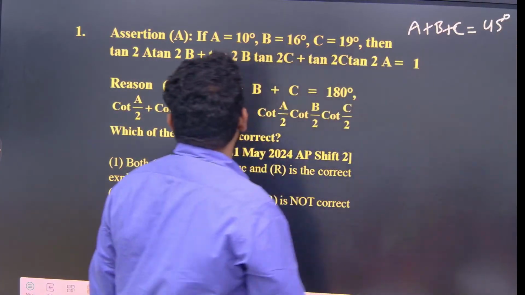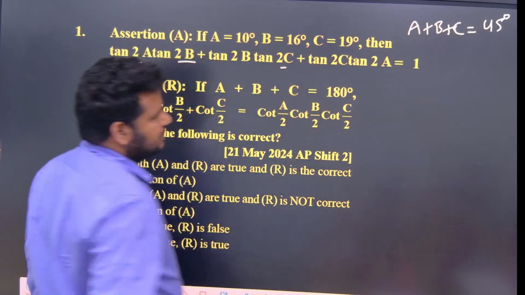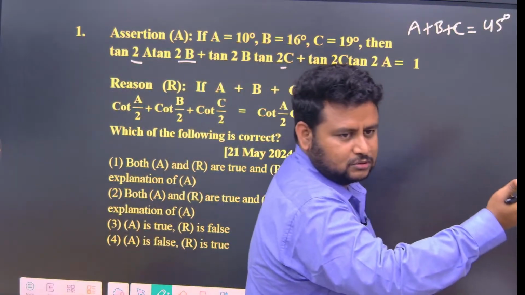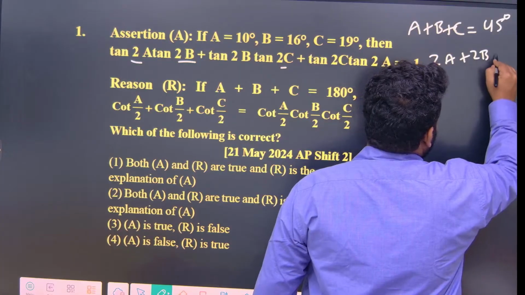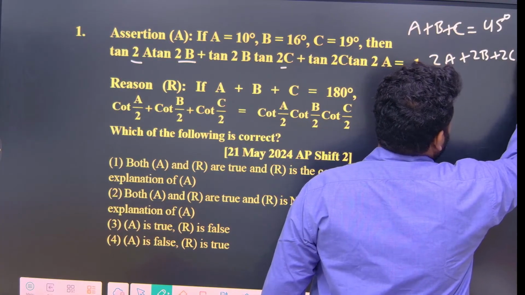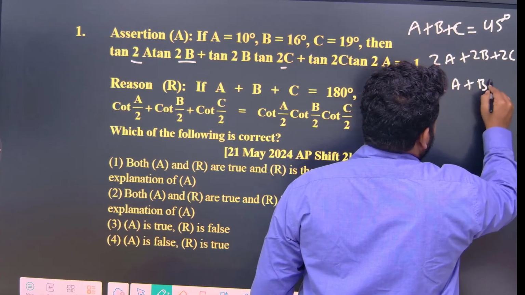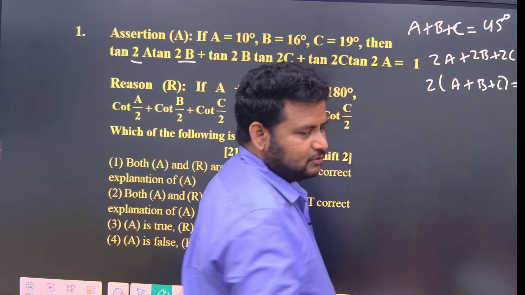No, but here they are telling 2A, 2B, okay, 2C. That means I should multiply by 2 throughout. So this will become 2 times A plus 2 times B plus 2 times C is equal to 90 degree. Or I can take 2 outside. This will become 2 times A plus B plus C is what? 90 degree. Okay, 90 by 2, or keep it like this.